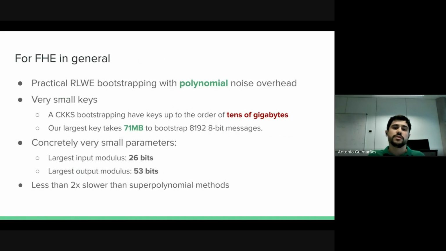For FHE in general, we also are presenting a practical RLWE bootstrapping with polynomial noise. And there are practical advantages. Like I mentioned, the keys are very small. A key in a CKKS bootstrapping usually can go to tens of gigabytes, while our biggest key is just 71 megabytes. And compared to superpolynomial, it's still slower. Superpolynomial literature is way bigger than ours. But we are now at basically the same order of magnitude. We're only 2 times slower than other superpolynomial state-of-the-art methods.